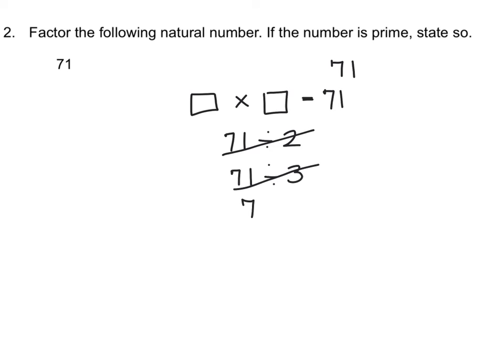And I can repeat this process by trying 71 divided by 4, 71 divided by 5, and so on to see if I can get a whole number, because I want to know two whole numbers that when multiplied together give me 71. Now, none of these numbers give me a whole number. That means that 71 is a prime number.